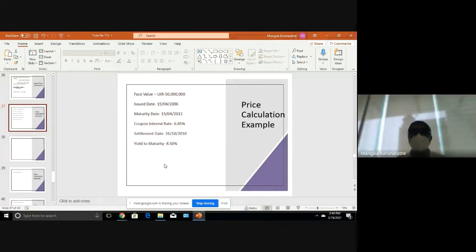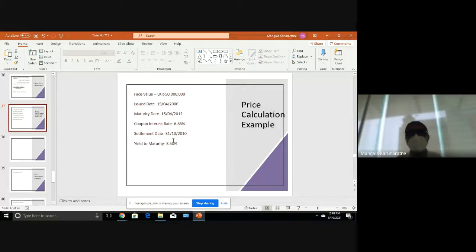Now let's begin. We need to get the price of this bond. We are trying to conclude this bond trade today, 31/10/2010. So there will be a seller and a buyer, right? You can be the seller, or you can be the buyer. There is no difference, because we use the same calculation for both.